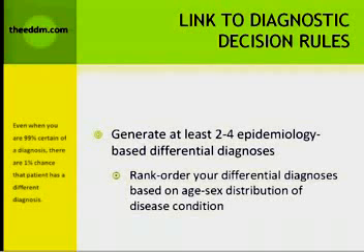Now, when you generate differential diagnoses, make sure you rank order them. I mean, what is your number 1, number 2, number 3, and number 4 diagnosis. How do you do that? You do that based on the age-sex distribution of disease. A 20-year-old comes with headache. Stroke is at the bottom. Migraine headache is at the top. That's the way you will order the differential diagnosis.